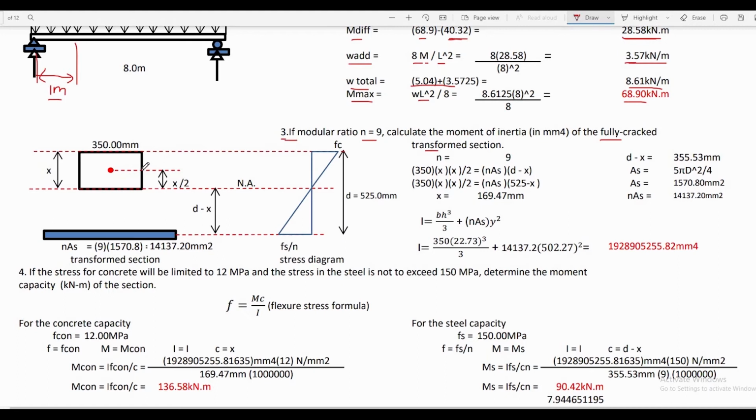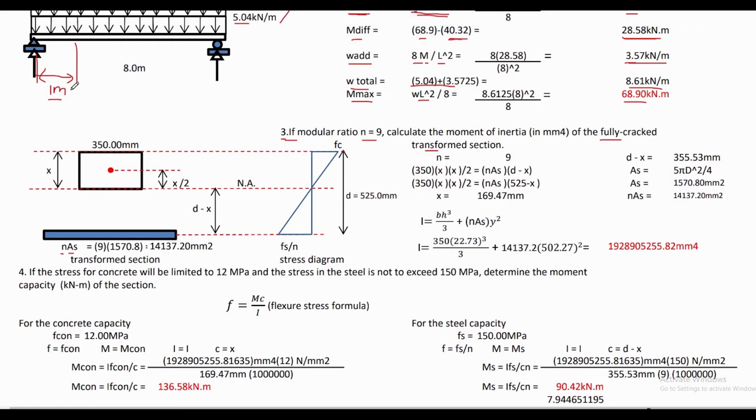Going back now to our problem, since the beam is fully cracked below the neutral axis, we have to replace the value of area of steel with its equivalent nAs, that is, to transform the area of steel to an equivalent concrete area in order to solve for the properties of this fully cracked transformed section.